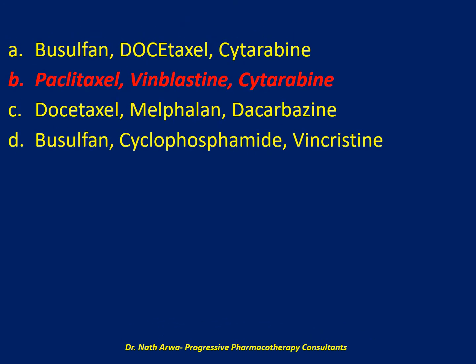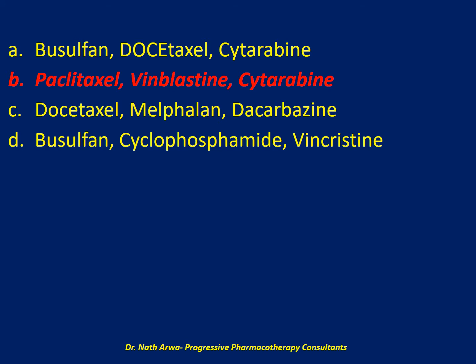B is the correct answer. It's paclitaxel, vinblastine and cytarabine. Now the cell cycles, as we know them, include G0, G1, S, G2 and M phases, where various cell activities are going on, including protein synthesis, DNA synthesis, and even mitosis, and so on and so forth.